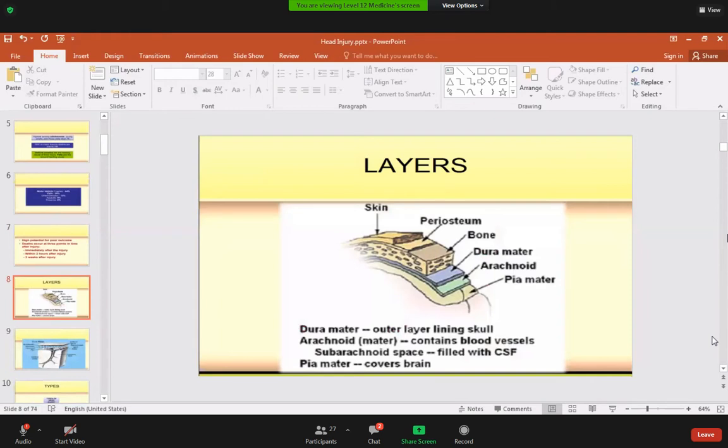Okay, let's review the anatomy of the scalp and outer covering of the head. What is a scalp? Any idea what a scalp is? Do you know what a scalp is? We use this term very often.